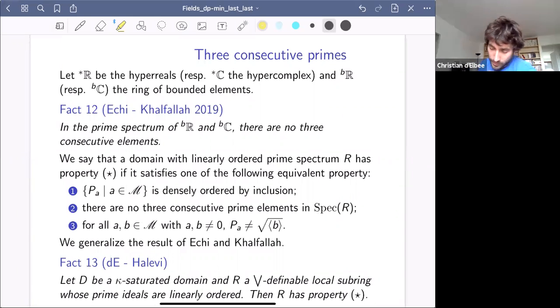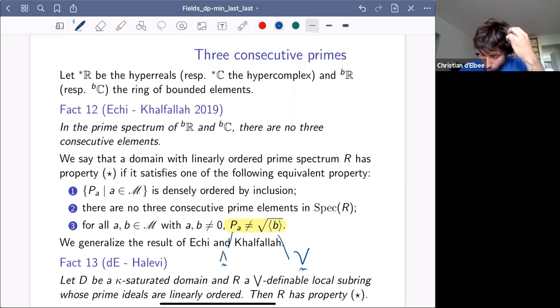So what we did is that first we translate this property. I mean, they did it also. This property of having no three consecutive elements means that PA is densely ordered by inclusion, and it's also equivalent to PA being different from square root of B for any A, B. And this condition, if you look a bit closely, is actually a condition about a type-definable set being equal to a V-definable set. And so this is the idea behind the generalization we have.